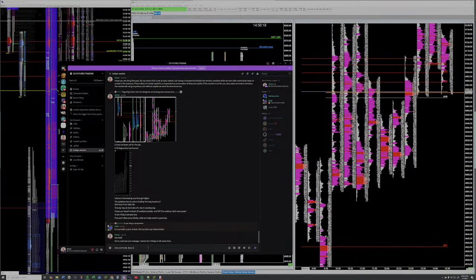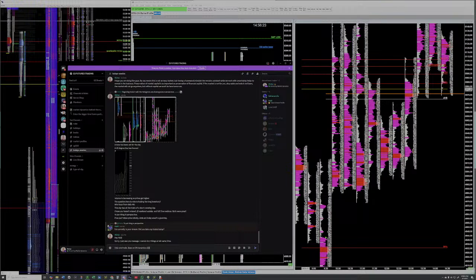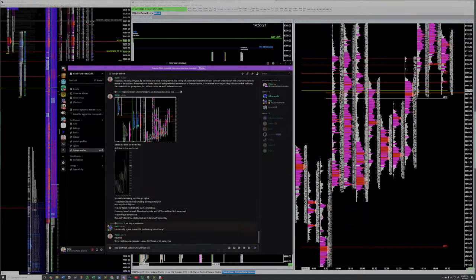Base it on overnight dynamics, and bigger time frames: yearly, monthly, weekly, daily time frame charts.